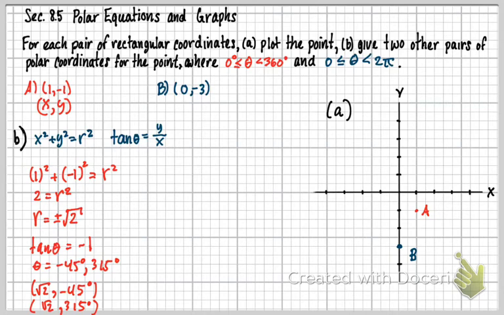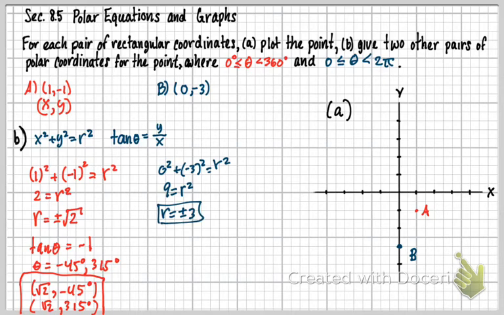Okay, so let's find the other ones now. So there's my answer for the first part. I mean, the second part, part B. Okay, let's do the other one now. So the other one's going to be 0, 3. So now I do my r here. I find my r for this one. So that's going to be 0 squared plus negative 3 squared equals r squared. So that's going to be 9 equals r squared. So r equals plus or minus 3. Okay, so I found that now. That's my r. So now I need to find my theta.